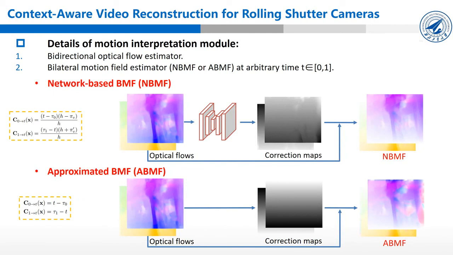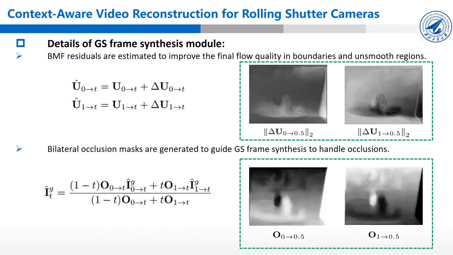Based on these two kinds of formulations, we can get two forms of bilateral motion fields by scaling the optical flow. One is to learn the correction map with the network, called NBMF. The other is a direct calculation, called ABMF. Note that NBMF has better performance than the simpler ABMF. Finally, after obtaining two candidate frames by forward warping, we further improve the final flow fields by learning bilateral motion residuals, while estimating bilateral occlusion masks to guide the final frame synthesis.